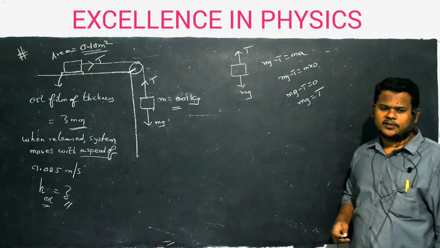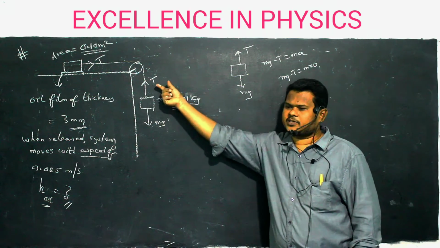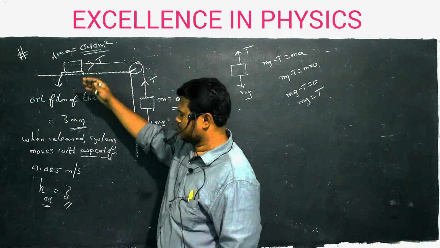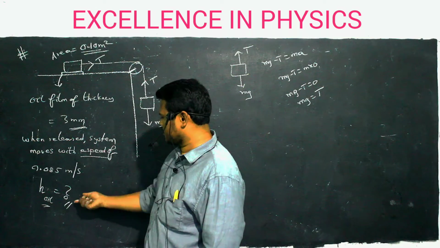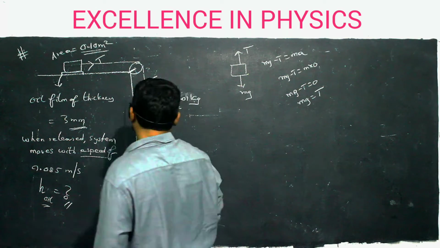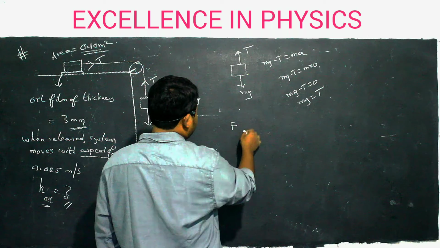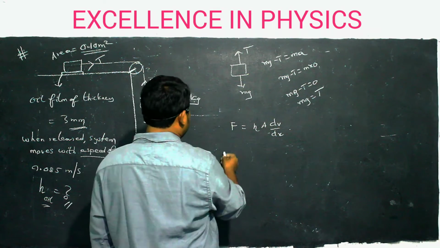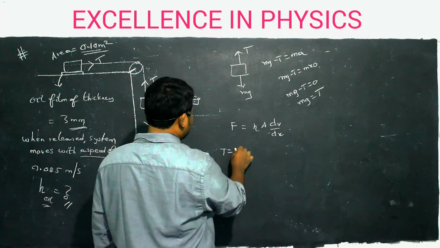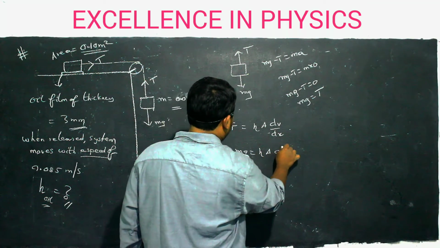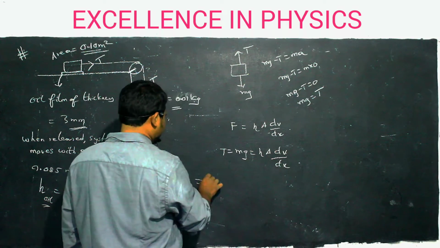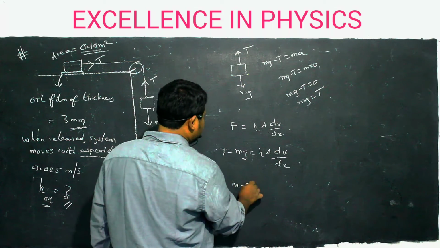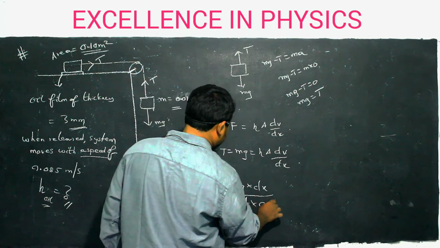What is meant by Mg is equal to T? It means weight of this body and tension both are equal. So same tension is acting here also, no? Then now can't I calculate what I want to calculate? Coefficient of viscosity. So tension is nothing but force. Viscous force F is equals to eta A dV divided by dx. So F is nothing but tension. Tension is Mg, equals eta A dV divided by dx. From this can't you calculate eta value? Remaining all values we have, no? So eta is equals to mg into dx divided by A into dV.